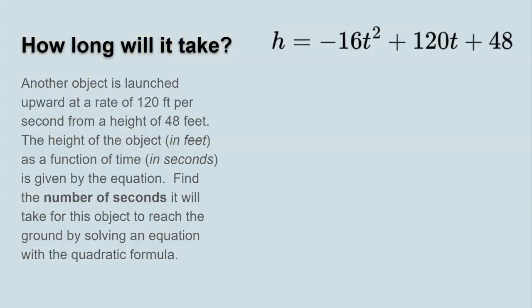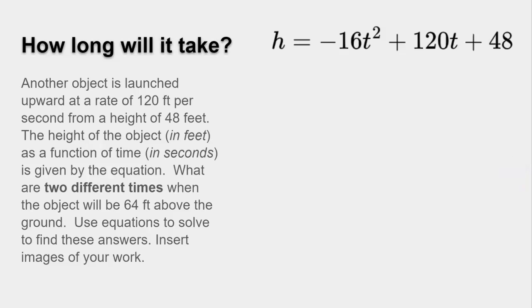Here's another one. Another object is launched upward, and this is a different type of equation. Find the number of seconds it will take by solving an equation with the quadratic formula. And then finally, this is the same equation, but a different question. It says, I want to know 2 different times when the object will be 64 feet above the ground. Use equations to solve and find these answers.